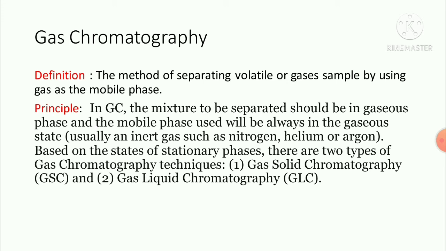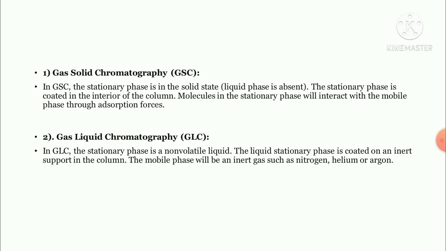Depending upon the stationary phase, there are two types of gas chromatography, that is gas solid chromatography and gas liquid chromatography. So there are two types of stationary phase, one is solid and another is liquid, and the mobile phase, that is gas, is constant. Then we see gas solid chromatography and gas liquid chromatography.